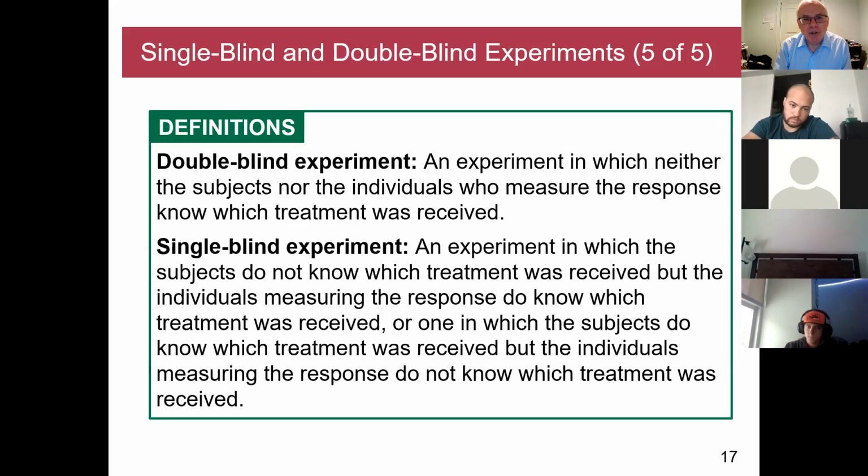And here are the definitions, just so that you have it on this slide here. Double blind: an experiment in which neither the subjects nor the individuals who measure the response know which treatment was received. Now, you may say, how can that possibly be? How can it be that the person administering treatments doesn't know what the person is getting?